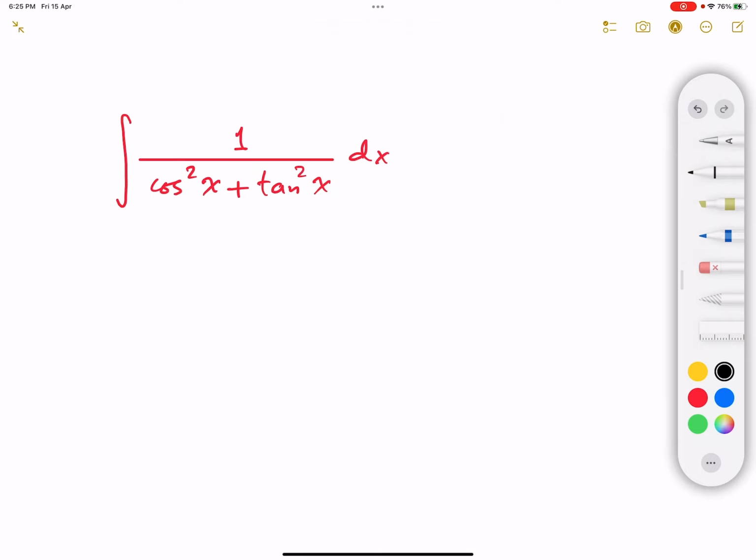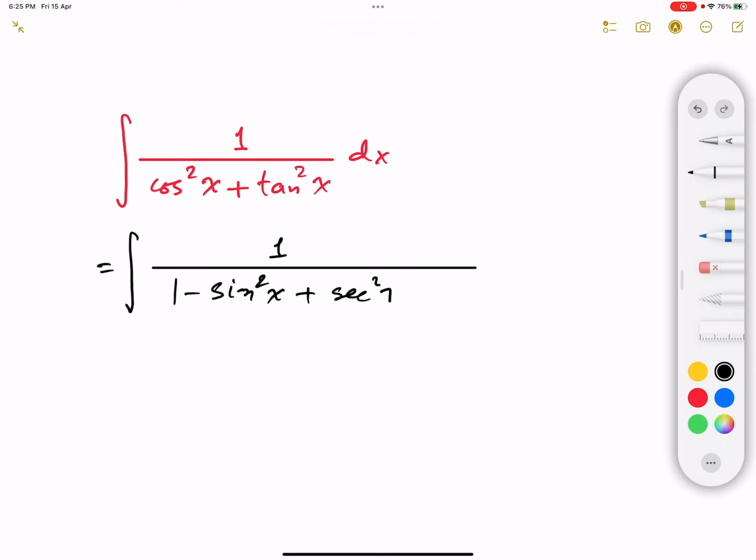Okay, so first of all, I will start by rewriting cosine as 1 minus sine squared and tangent as secant squared minus 1, and let's see what happens. So this is going to be equal to the integral of 1 divided by cosine, which can be rewritten as 1 minus sine squared of x, and tangent squared is secant squared of x minus 1, and that is dx. And we can notice here, guys, that 1 is going to get cancelled with 1 here, okay? So what we're going to be left with is secant squared minus sine squared, okay?